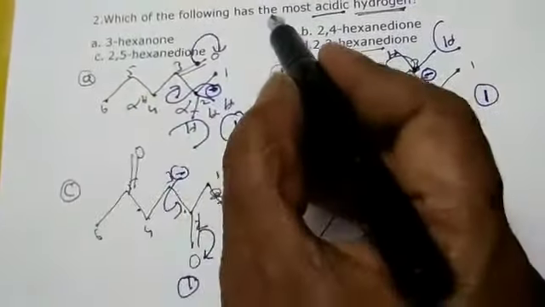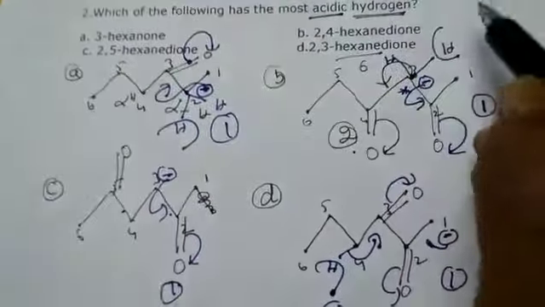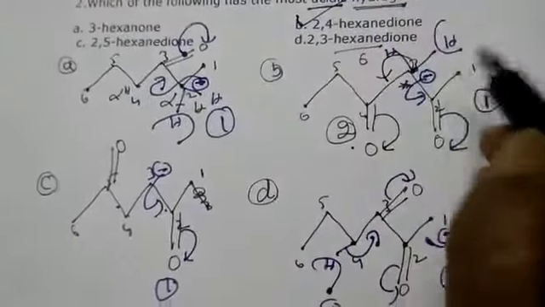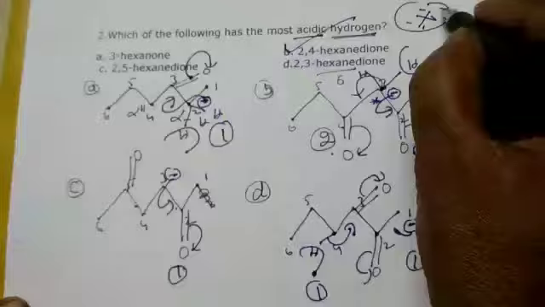Which of the following has the most acidic hydrogen? It is 2,4-hexanedione. This question is very important for JEE Main.